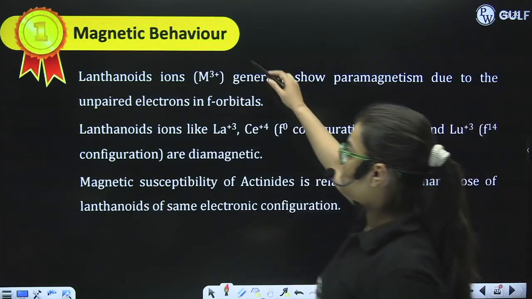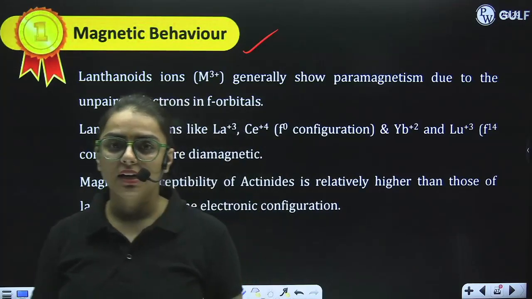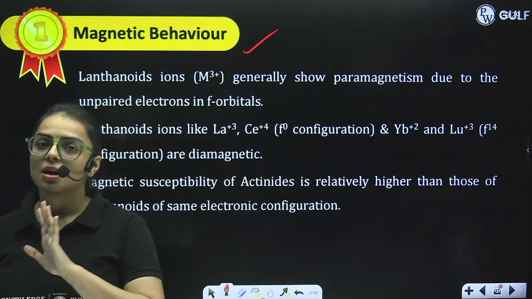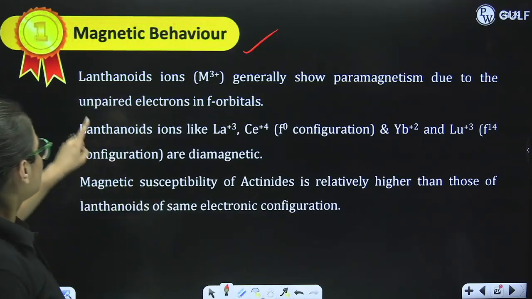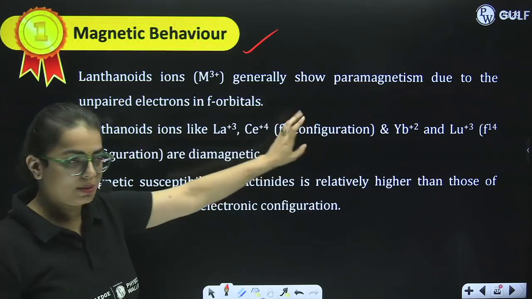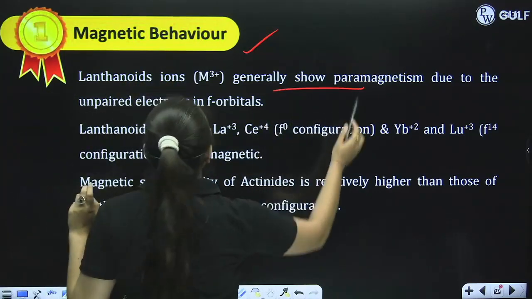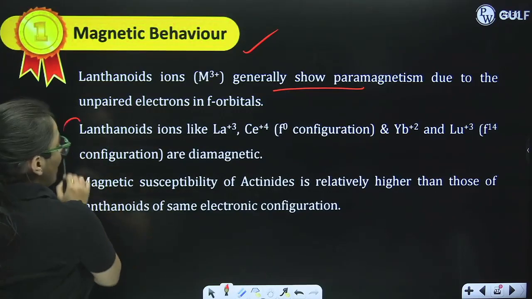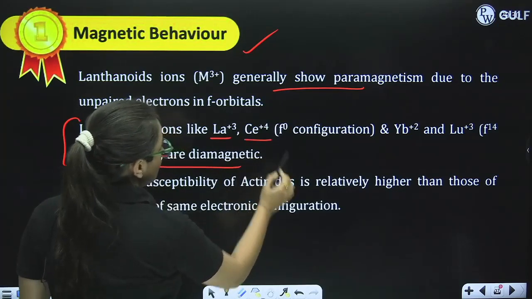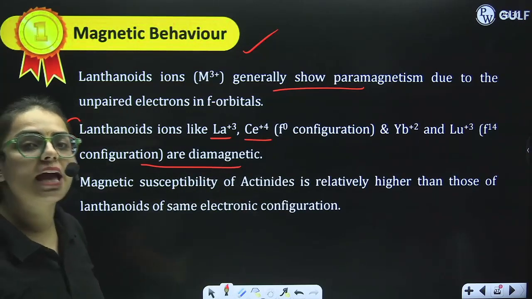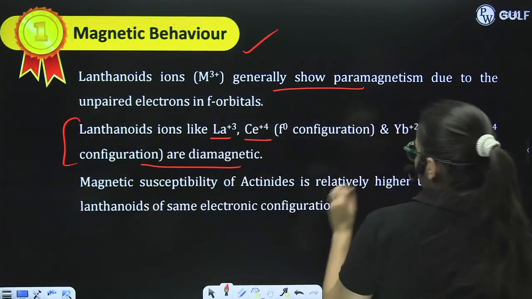So now comes magnetic behavior. Again, the diamagnetic, the paramagnetic. Paramagnetic will be seen when there are unpaired electrons. Diamagnetic will be seen when there are paired electrons, right? So lanthanide ions generally show paramagnetism due to unpaired electrons in the f orbital. They are generally showing which kind of behavior? Paramagnetism. They have given you certain examples, but the ions of lanthanide, which are La+3, Ce+4, Lu+3, they are diamagnetic in nature. That means they have completely filled and paired electrons.